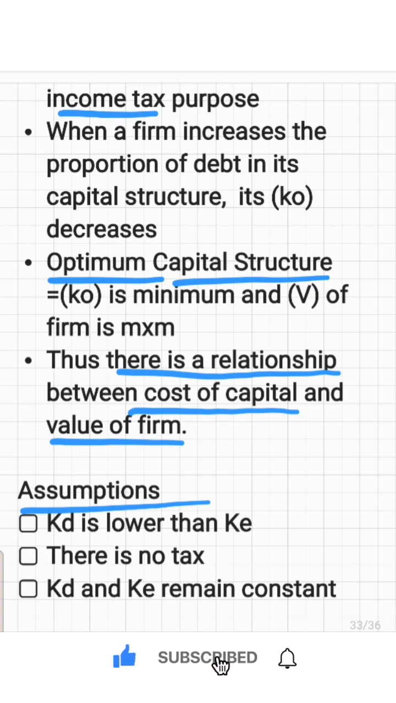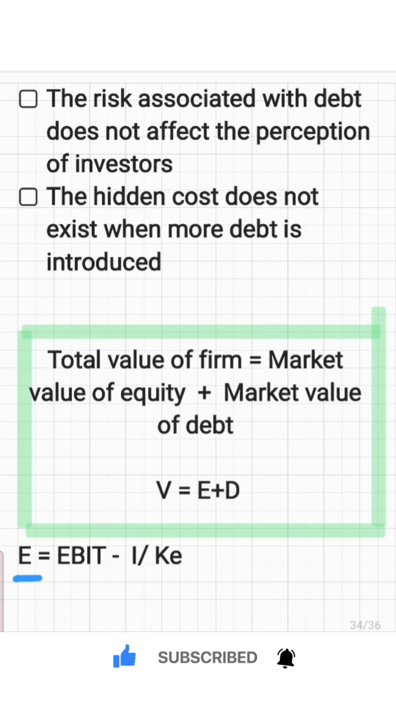So there is a relationship between the cost of capital and value of firm. And here are some assumptions related to this theory. KD is lower than KE, where KD means cost of debt and KE means cost of equity. There is no tax, KD and KE remain constant, and the risk associated with debt does not affect the perception of investors. And the next assumption is that hidden costs do not exist when more debt is introduced. These are the main assumptions related to this theory.